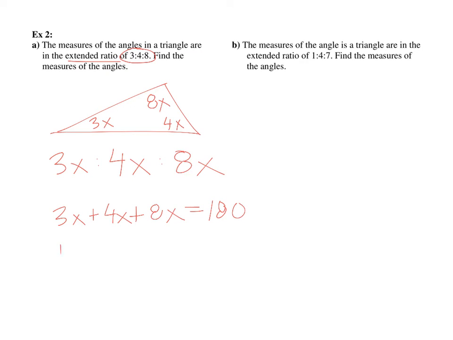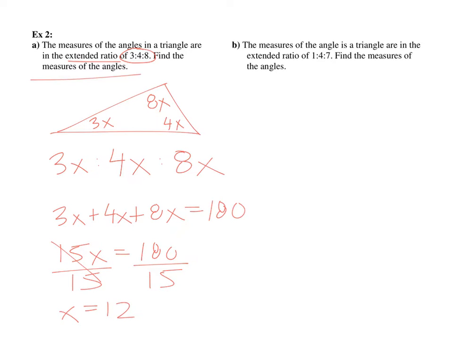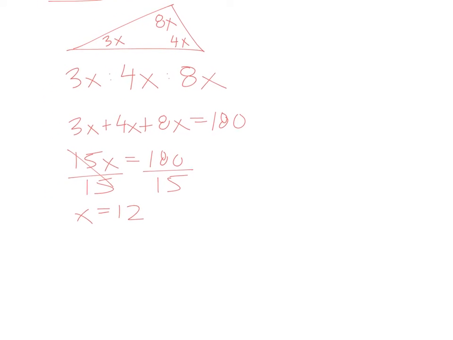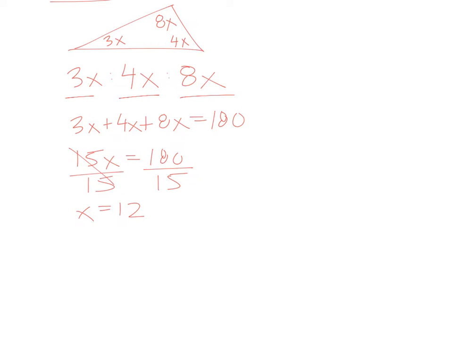So then I have 15x is equal to 180, and divide by 15, and x is equal to 12. Now it's asking find the measures of the angles. So I have to plug x back into each one of these. For the first angle, I have 36 degrees. For the next angle, I have 48 degrees. And for the last one, I have 96 degrees. Done.